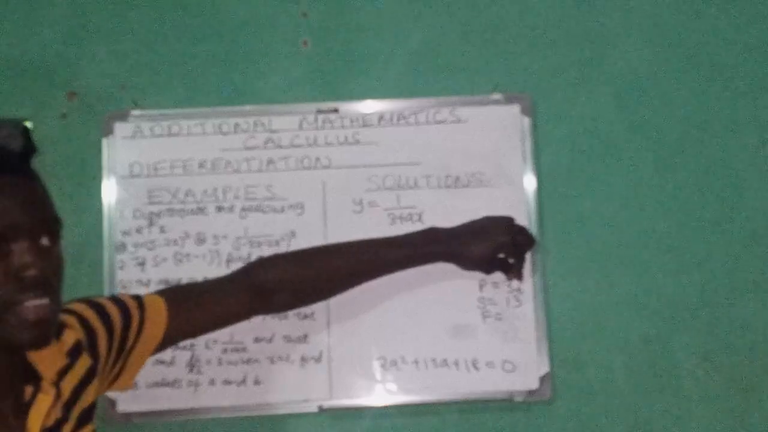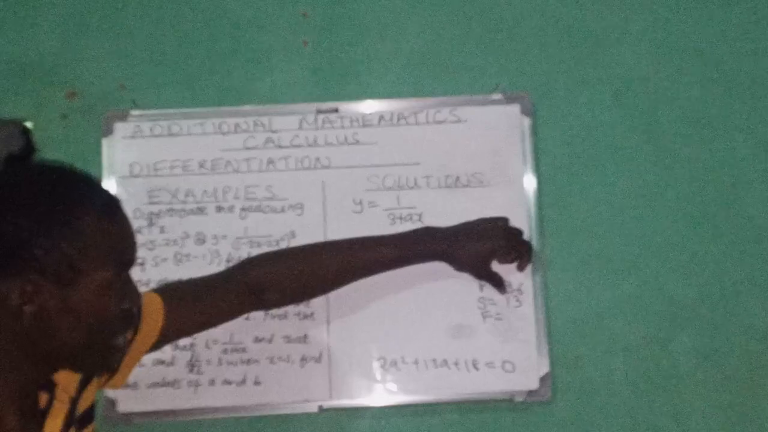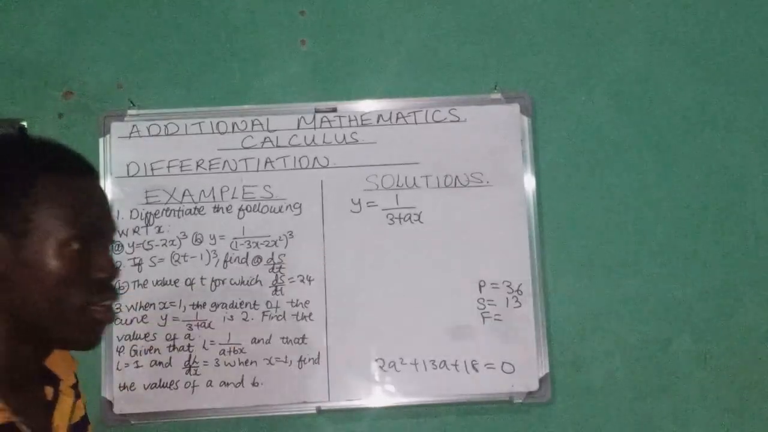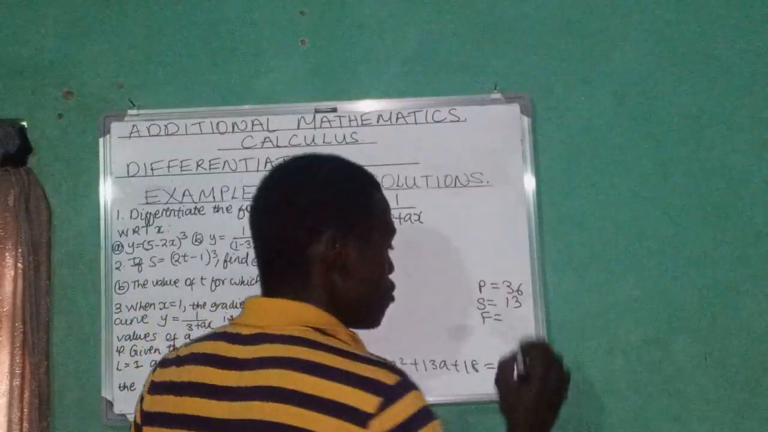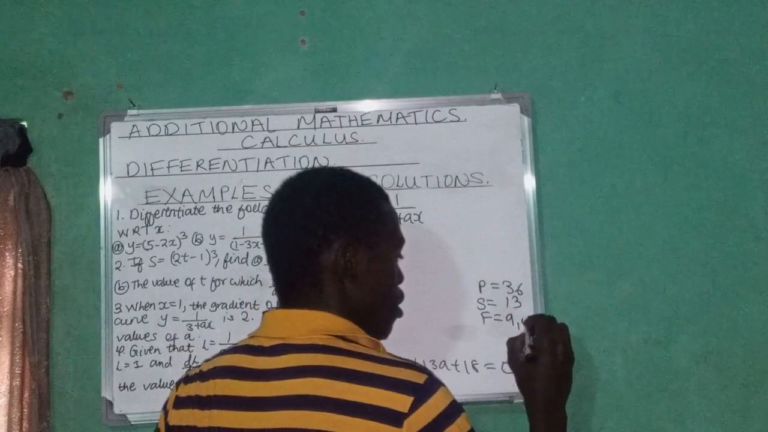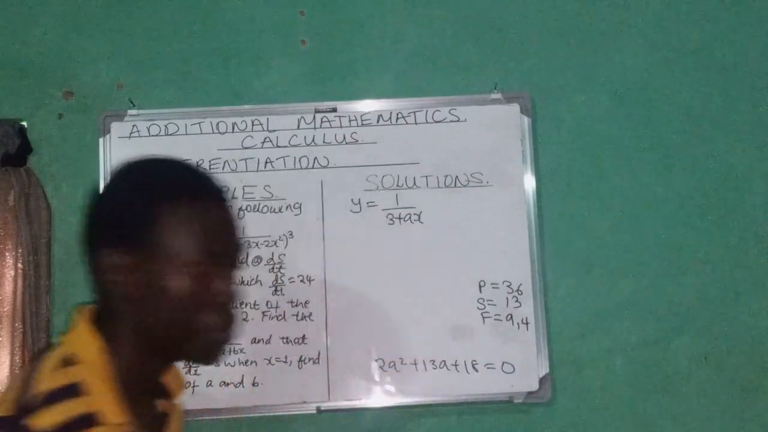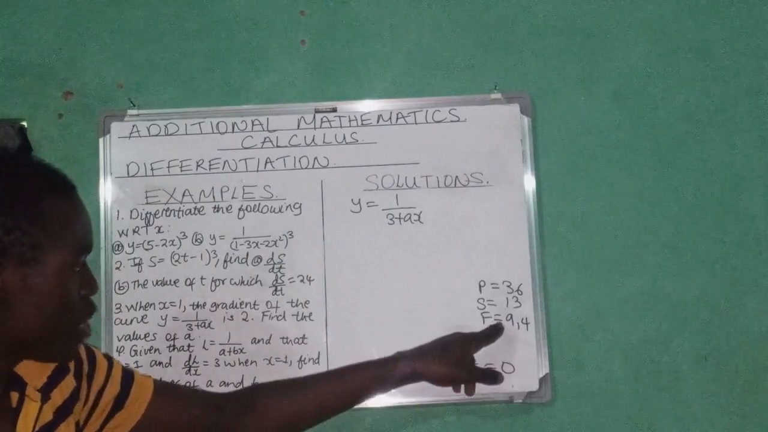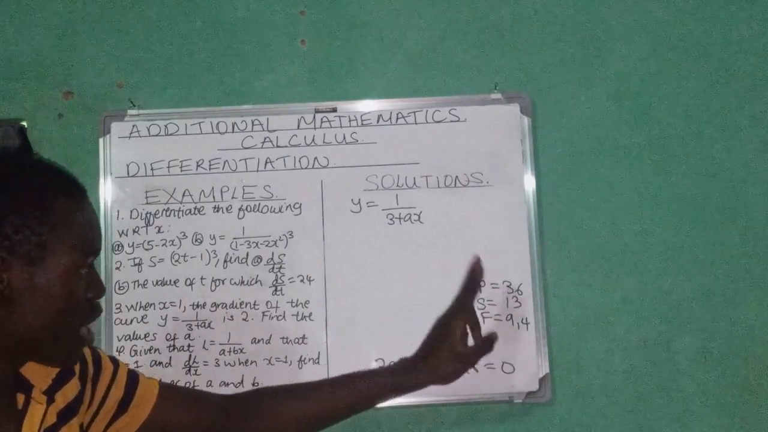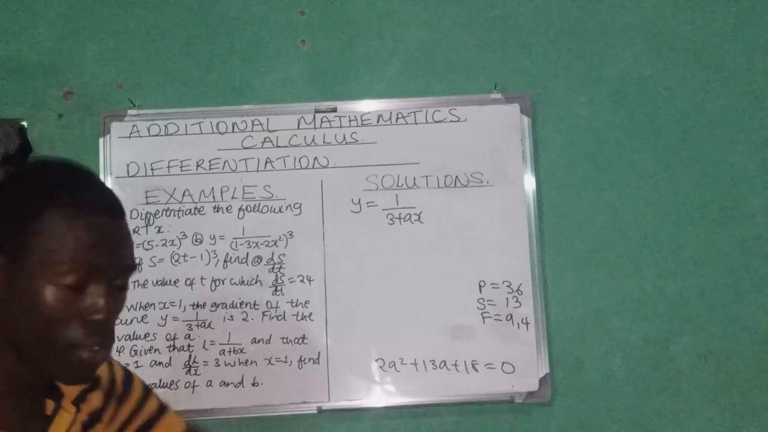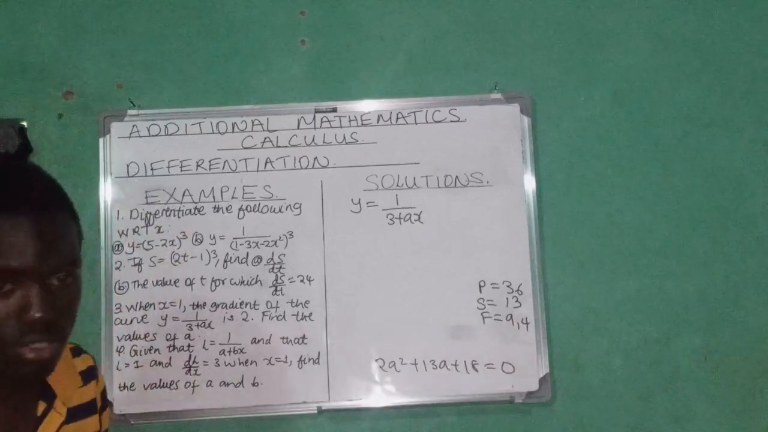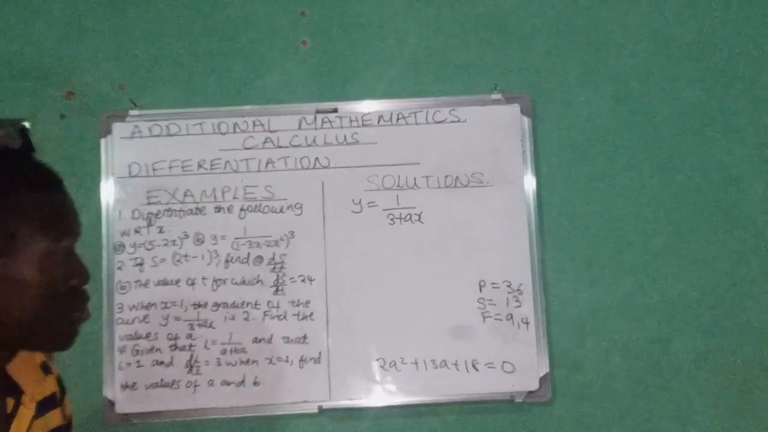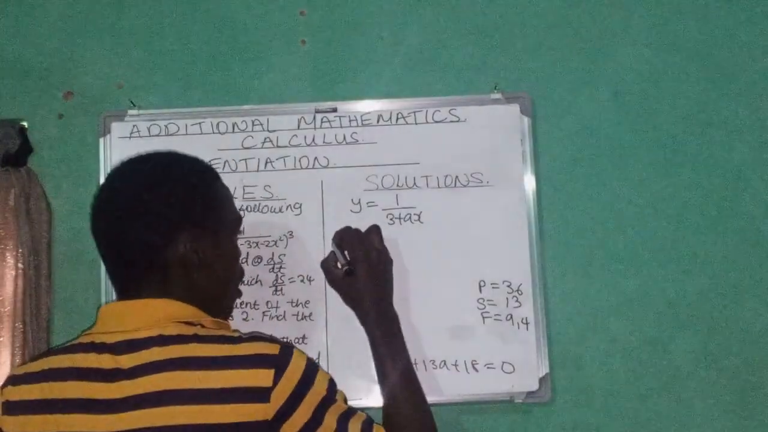This times this is 36, and when you add them, they give you 13. That is 9 and 4. Okay? Positive 9 and positive 4. Positive 9 multiplied by positive 4 is 36, and positive 9 plus positive 4 gives you positive 13. Okay? So how am I going to do this?